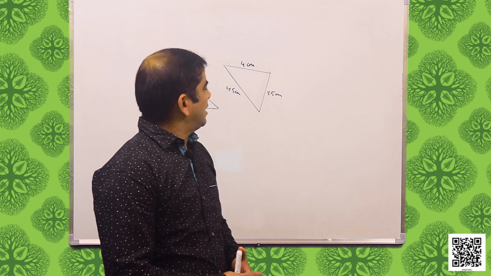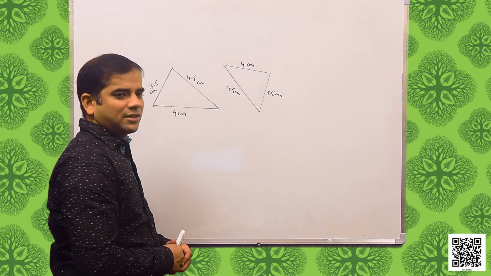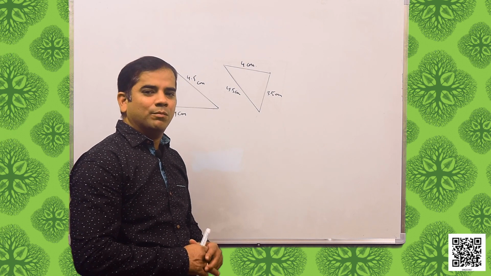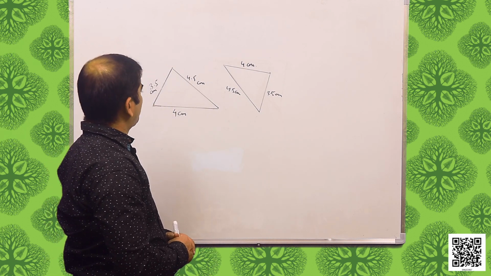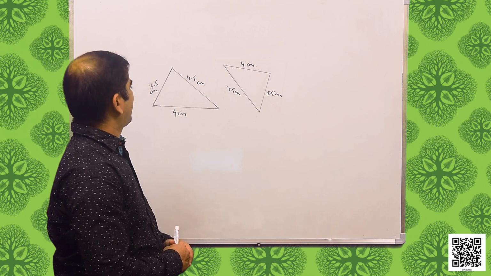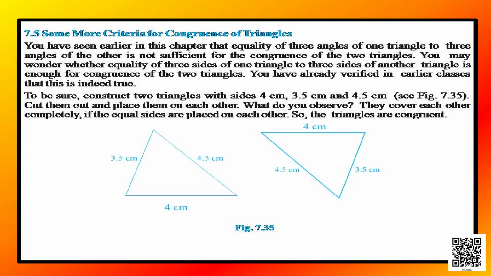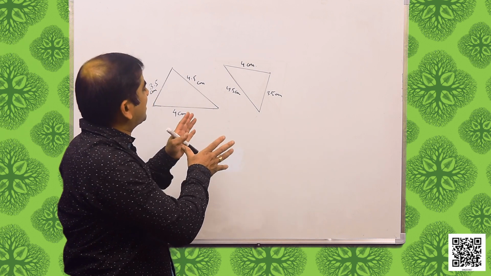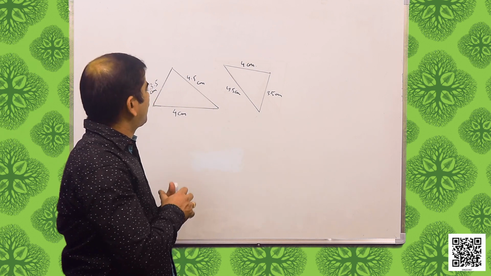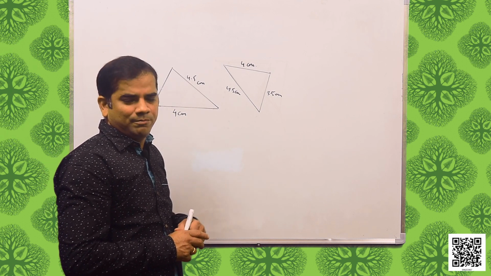As you can see, I have constructed two triangles as given in your book. Both the triangles have sides 4.5 centimeter, 4 centimeter and 3.5 centimeter. The triangles are in some other direction. The directions of the triangles are different from each other, but the sides are equal.